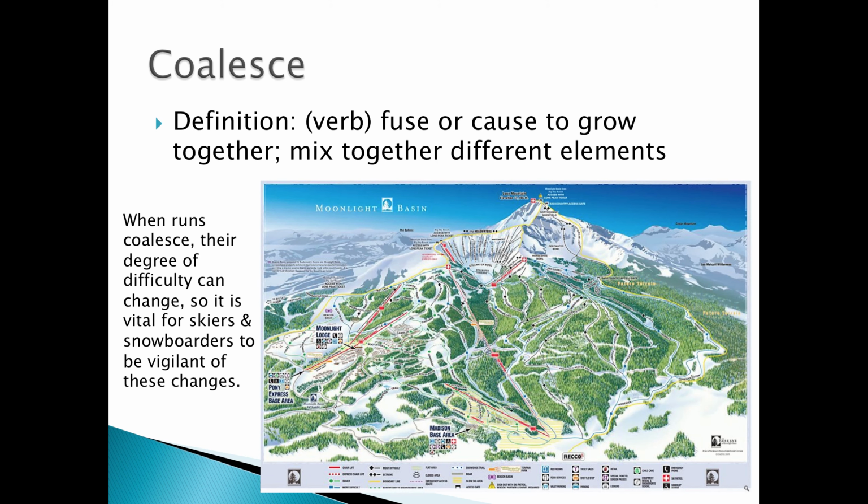And then coalesce. Coalesce means to fuse or cause to grow together, the mixing together of different elements, and that is a verb. And so this is an example with a ski slope. So the different runs can coalesce, so they can join together, and you have to be careful because their level of difficulty can change. So skiers and snowboarders have to be vigilant of these changes because if it increases in difficulty and you are not prepared, it can cause you to experience some challenges when you are on the mountain.